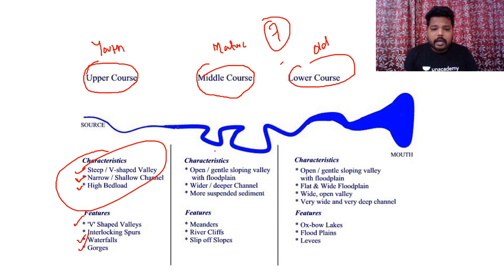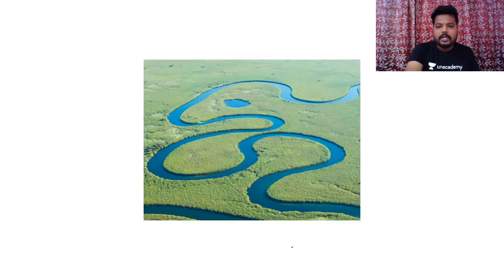Moving to the middle course, it doesn't have huge steep slopes, rather it would have gentle slopes and wider, deeper channels. You can observe we are expanding the channels of this particular river, and there is more suspended sediment. It means it reduces the carrying capacity. Hence we can find meanders, river cliffs and so on. And in the older stages, generally we find oxbow lakes, floodplains, natural levees and deltas. Please try to remember this, or take a screenshot of it, so that you won't find difficulties in understanding.